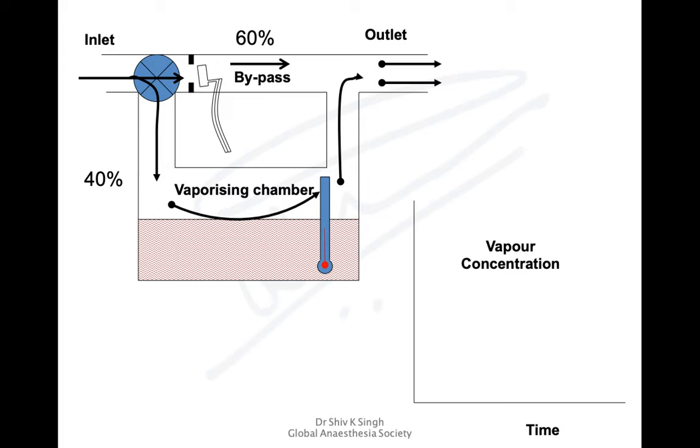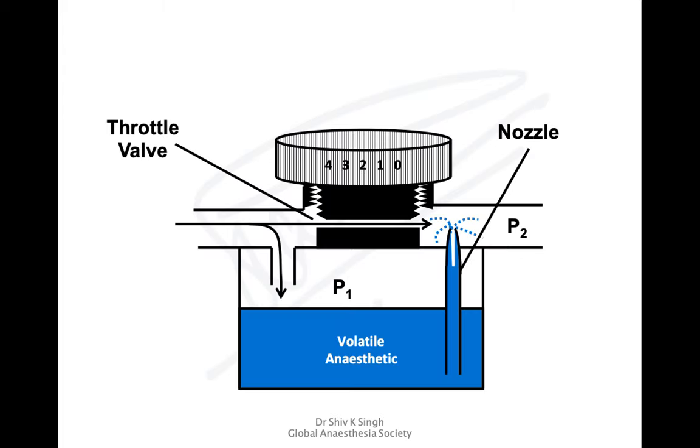So this is looking at what happens with the vapor concentration. The splitting is increased. So there is only 60% going through the bypass, 40% now going through the vaporizing chamber. Initially it was 80 and 20. So the splitting ratio is changed by the bimetallic strip.